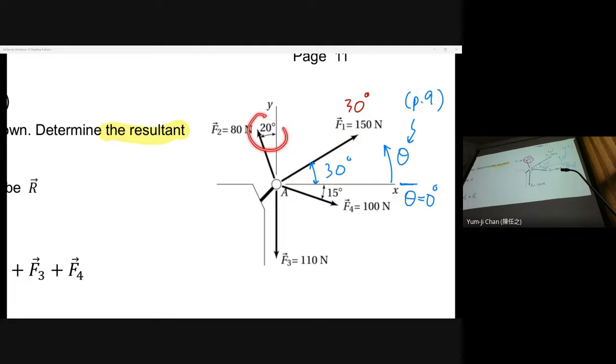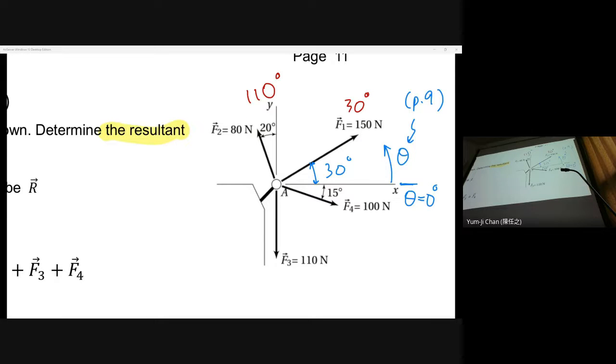It is 20 degrees here, but the answer is not 20 degrees in the table. So what's the angle here? It should go from here and then go all the way counterclockwise. So how much is it? It should be 110.